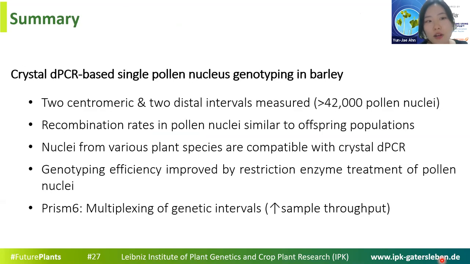So in summary, we measured meiotic recombination in more than 42,000 pollen nuclei from two centromeric and two distal intervals. And we confirmed our measurements of recombination rates in hybrid pollen by genotyping the offspring. And then we also checked that nuclei from various plant species with different nuclear and genomic sizes can be used with a Crystal Digital PCR genotyping system. And we also improved our genotyping efficiency with restriction enzyme treatment of pollen nuclei, and we also tested the Prism 6 prototype to multiplex even further, that could provide us higher sample throughput.